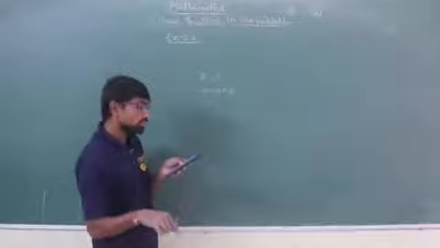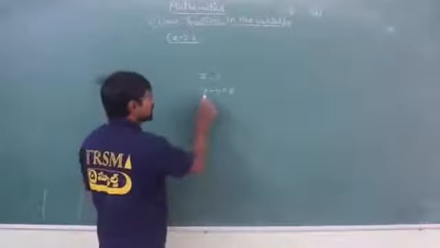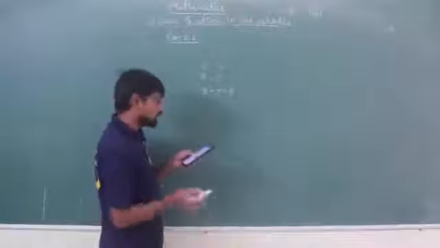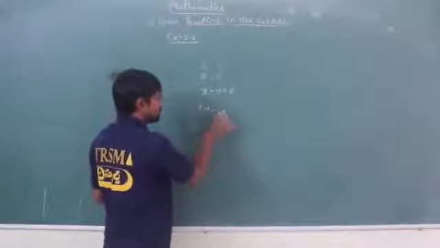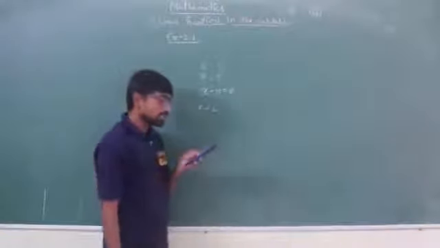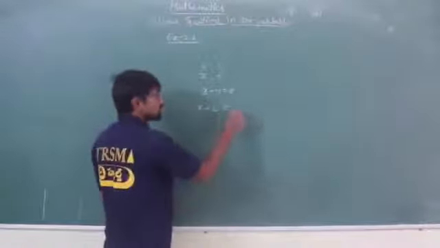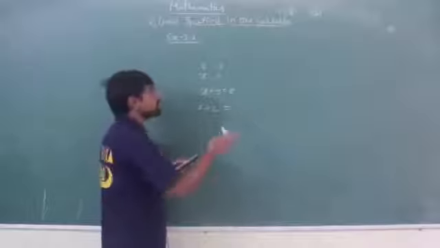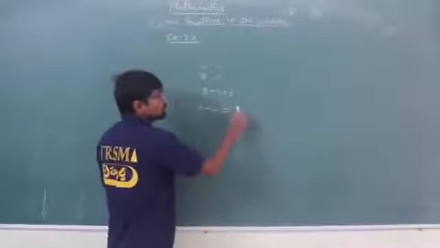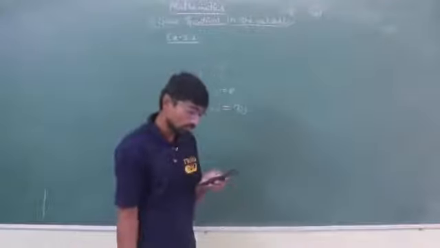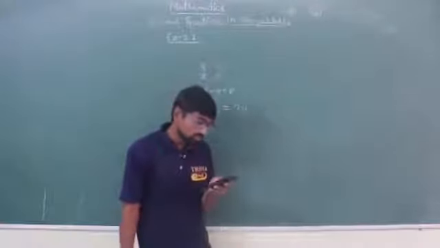Let us take x as the bigger number and y as the smaller number. If 2 is added to the bigger number, x plus 2, the result will be 3 times the smaller number. Smaller number is y, so 3 into y. If you simplify, you will be getting the answer. You can easily find those numbers.